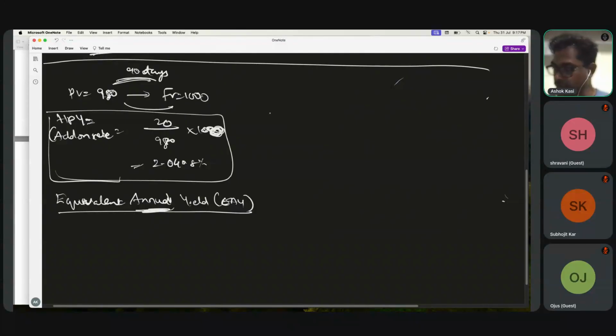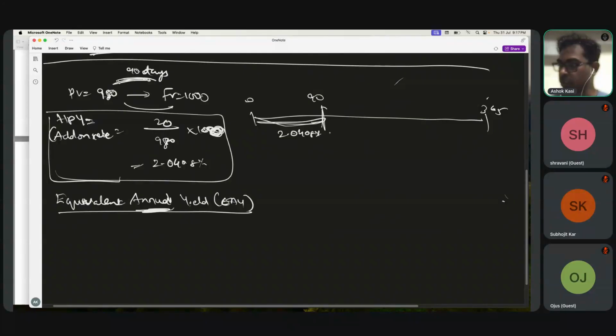Just imagine, I'm drawing a timeline here, 360, 365. 90 days should come somewhere here, correct? So in 90 days, I have got 2.0408 percentage. So in 365 days, I should get probably 4 times more, 90, 90, 90, 90. Correct? 90, 180, 270, 360, and 365. More than 4 times I'm supposed to get. So I'm annualizing all this.